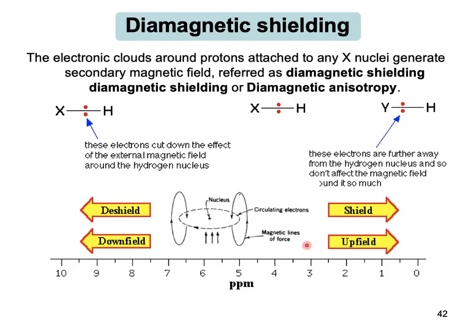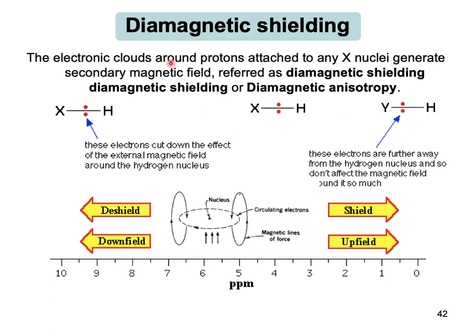Now we come to the diamagnetic shielding. So why are the chemical shifts different in case of different types of chemical environment? This is called the diamagnetic shielding. So far we have seen how many signals. Now we will see why these signals appear at different ppm or different delta value, different chemical shift. So this is called the diamagnetic shielding.